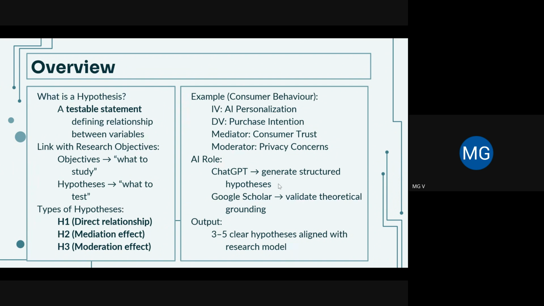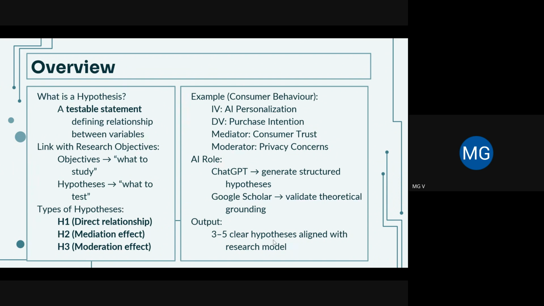A hypothesis is a testable statement that defines the relationship between variables identified in research objectives. For example, if the objective is to analyze the impact of AI personalization on consumer trust, the corresponding hypothesis will state that AI personalization positively influences consumer trust. So there are different types of hypotheses, including direct relationships, mediation effects, and moderation effects.